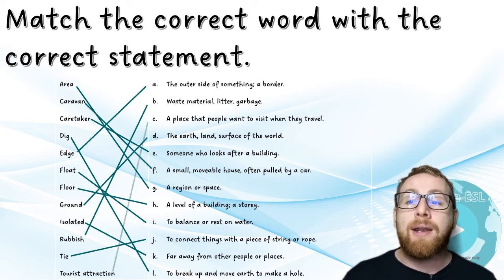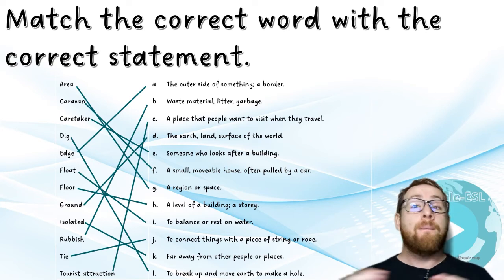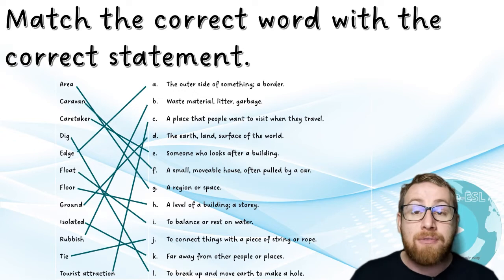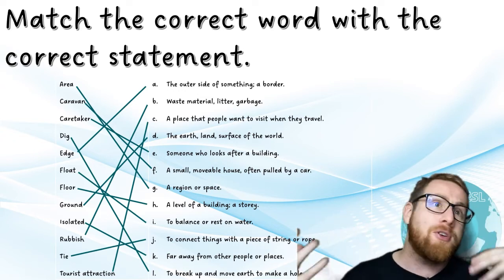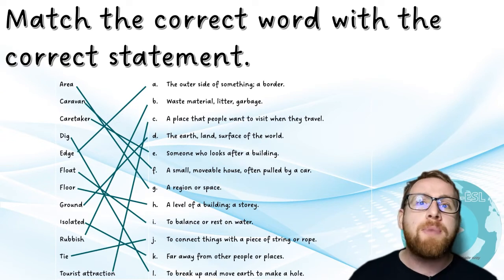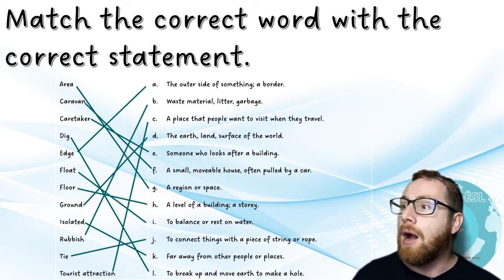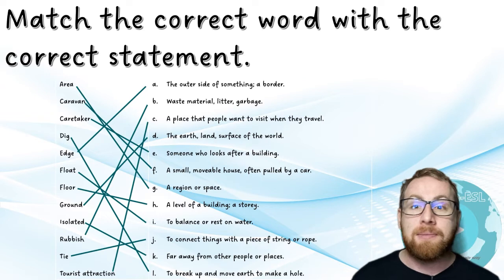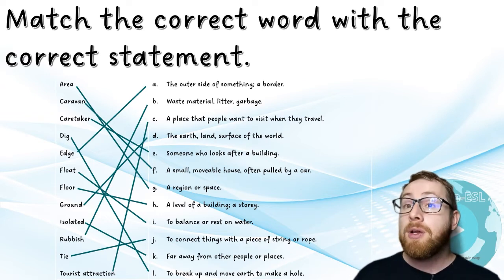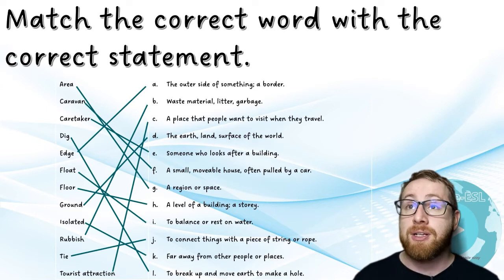And the final one, tourist attraction. Maybe those places are tourist attractions. It's a place that you want to visit when you travel. Can you think of any tourist attractions you would like to visit? Maybe the Leaning Tower of Pisa, maybe Big Ben, Westminster Abbey. Can you think of places that you would like to travel? These would be called a tourist attraction.